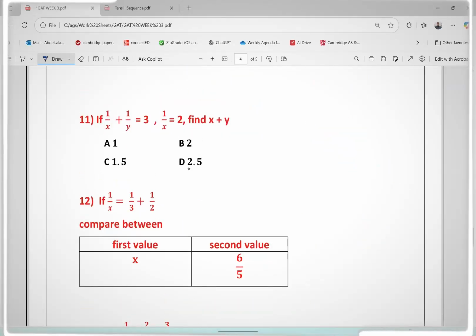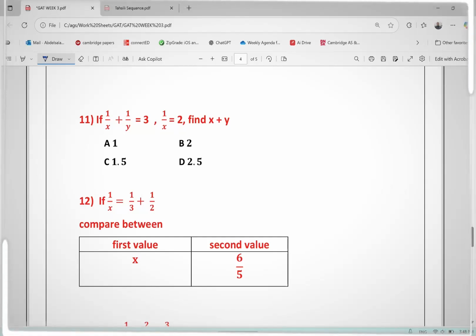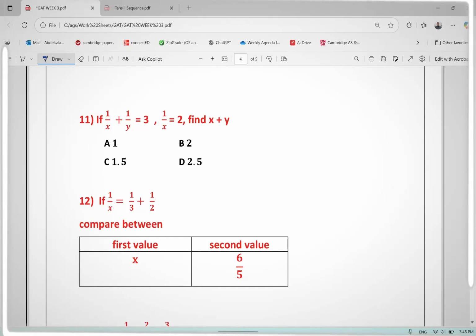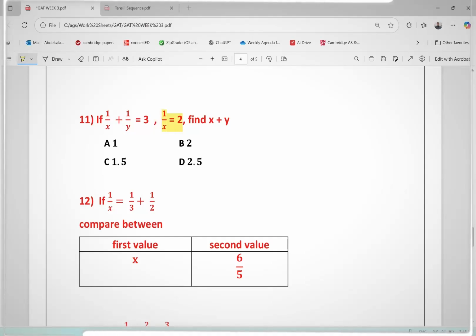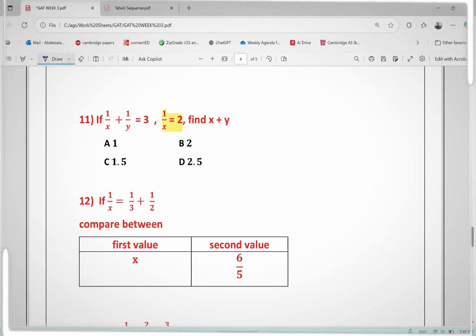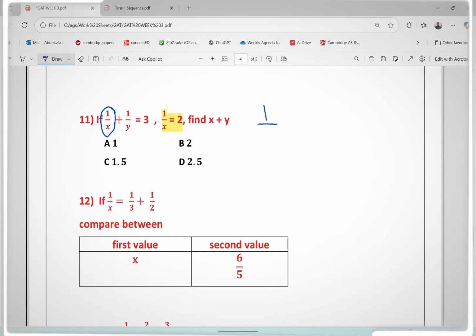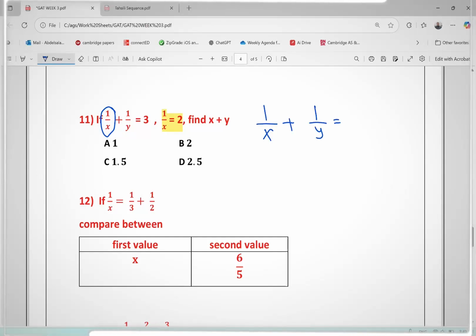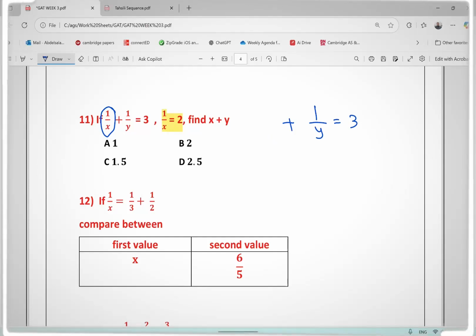Question number 11. Okay, Bismillah ar-Rahim. Let's continue. Question number 11. We have a question here. He mentioned that 1 over x equals 2. So can I replace 1 over x here and write 2? It's 1 over x plus 1 over y equals 3. Can I erase 1 over x and write here 2?